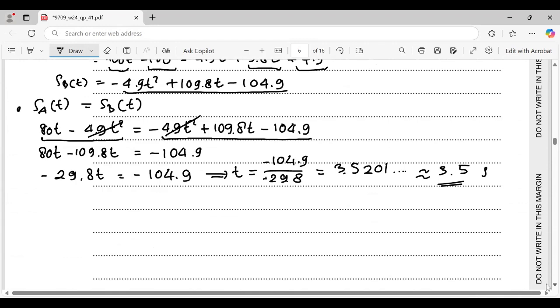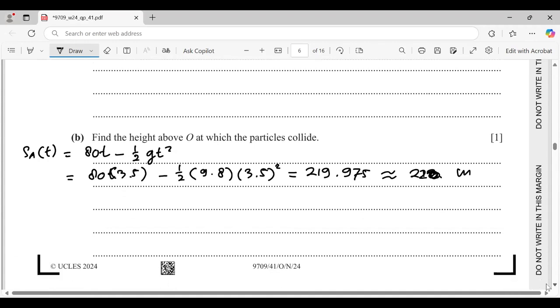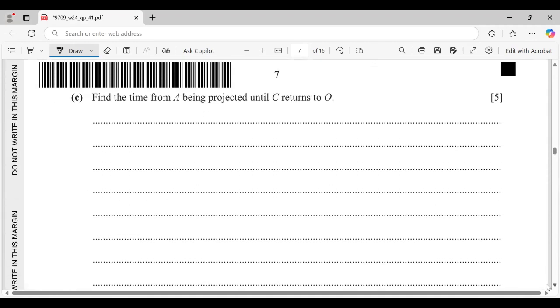So next one. Find the time from A being projected until C returns to O. Just now, through the question, we know that after the collision of A and B, there is a new particle, the particle C. So particle C is made from particle A and particle B. Next, we're going to find the velocity of each particle at collision.